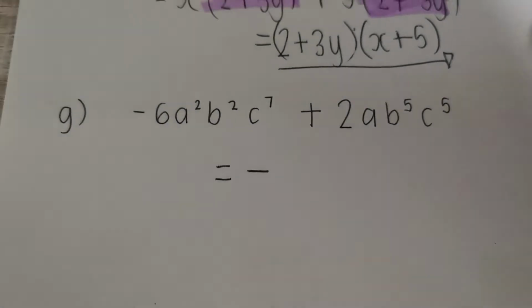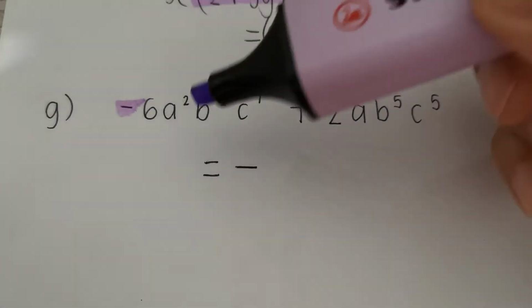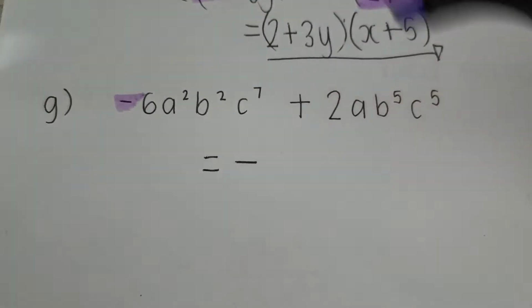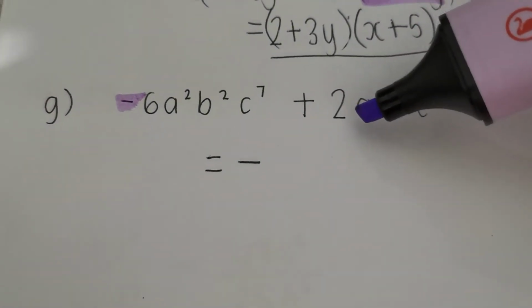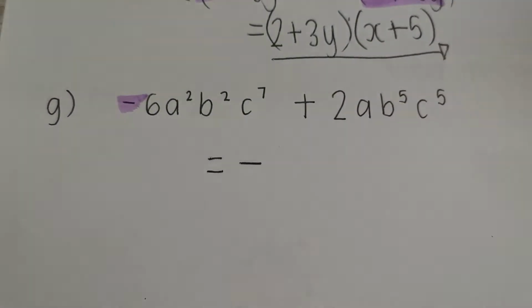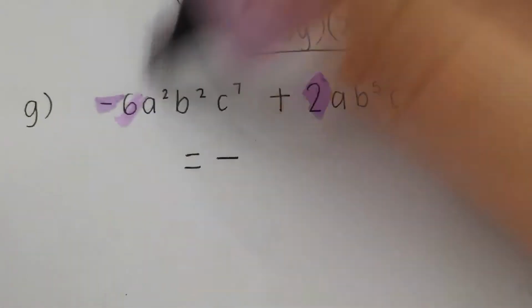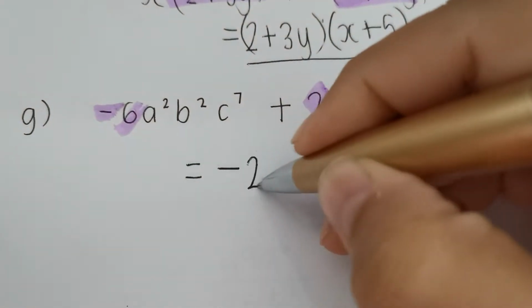With regards to the negative, I'm going to highlight that so you know. With regards to the number, can you see 6 and can you see 2? 2 and 6 fit in the same timetables, and that is 2. So I can take it out. Okay, let's write down what we're taking out.